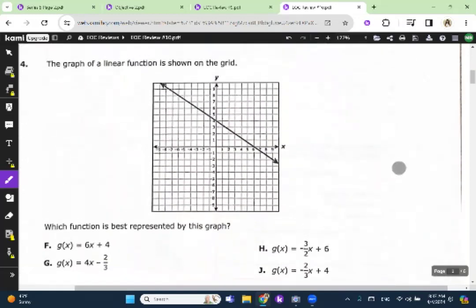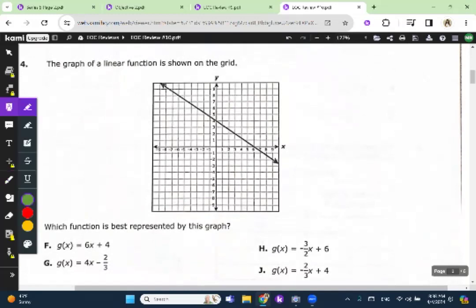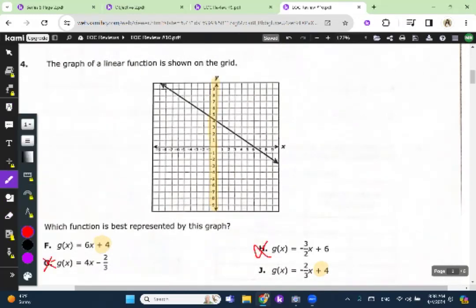Which function is best represented by the graph? You can eliminate the first half of your answer choices by looking at the y-intercept. Where does it cross the y-axis? At +4. So get rid of G and H. And then from there, which way is your line going? The slope is negative. So your answer is J.